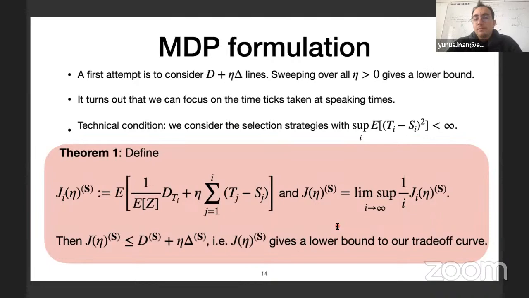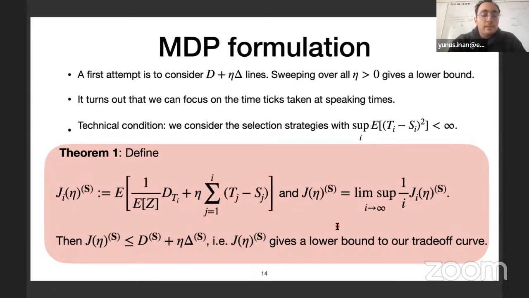A first attempt can be to consider d plus eta delta lines, right? A weighted cost between age and distortion. And since we have these lines and sweeping over all eta, this will give a convex curve, and consequently that gives a lower bound to our achievable region, because the achievable region is not necessarily convex, but since we obtain a convex curve by sweeping over all etas, our achievable region will lie on the top of this convex curve.